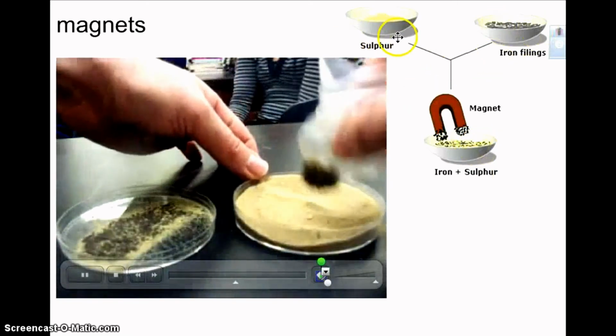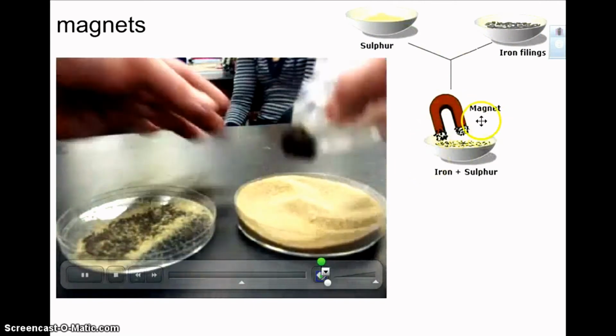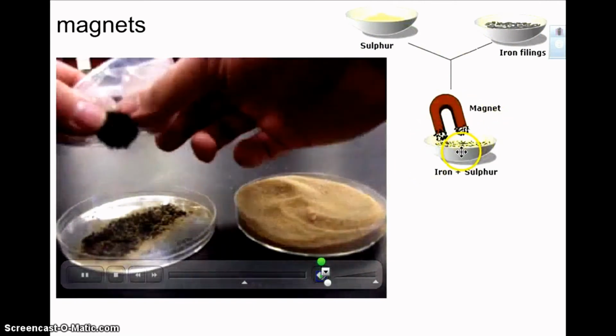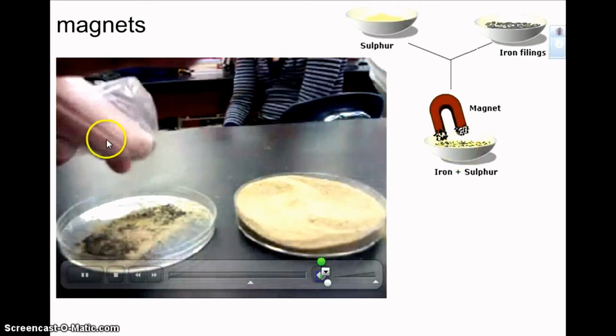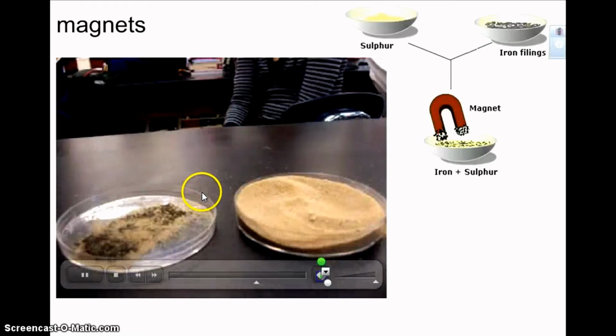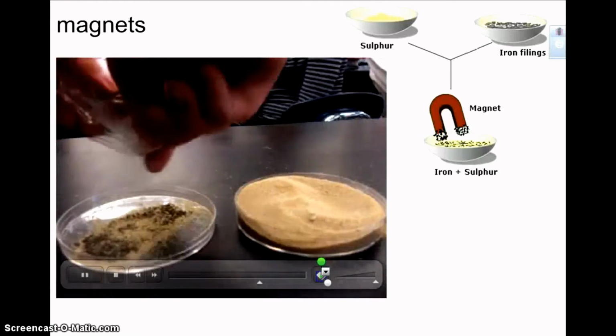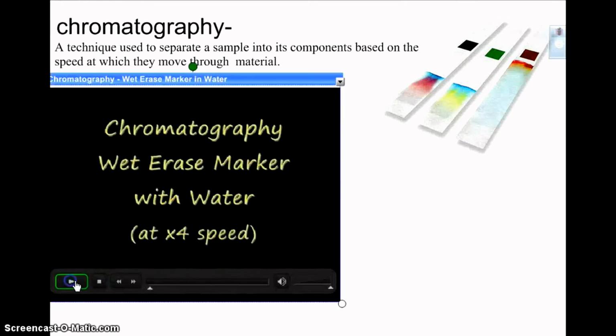Here's more of a picture representation. You have two substances mixed together. A magnet can be used to separate those things out. Okay, so the magnet is in the bag. Okay, so that's using a magnet to separate a mixture. Another way is with chromatography.